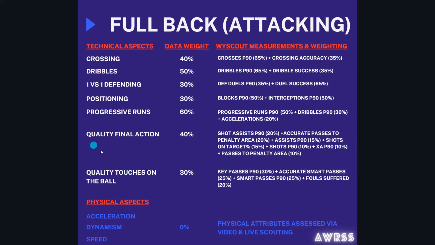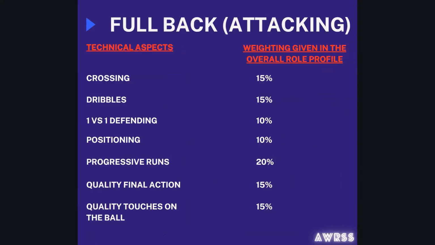Some of them are more complicated than others. You can see quality final action here. I've mixed together shots, assists, accurate passes to the penalty area, assists per 90, shots on target, shots per 90, xA per 90, and passes to the penalty area as well. So all the stuff that's in the final third, really, and then weighted them accordingly. And then the final little bit of weighting is which bits of those go into the final score of an attacking fullback. And that's the way that I've done it there.